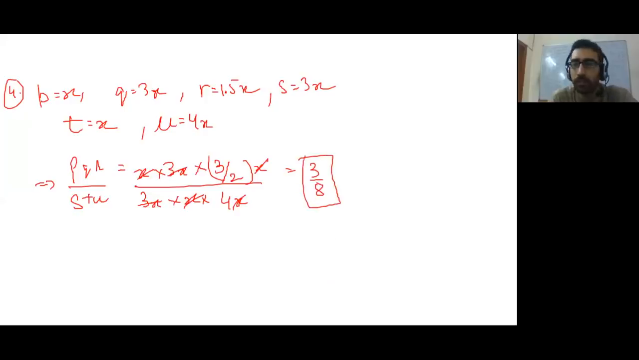Yeah, is this clear? This seems like a difficult question, but it's not really very difficult. Okay. What about question number 6? I heard someone had a problem with question 6.